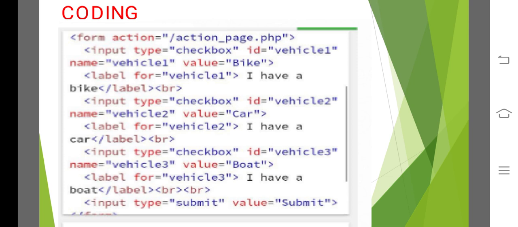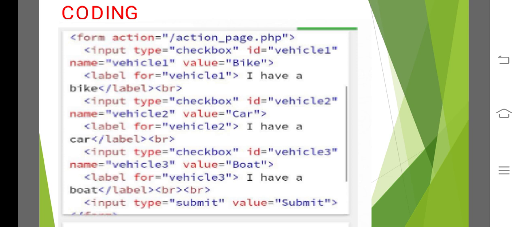Here you see name equal to vehicle1, name equal to vehicle2 in the second checkbox, and in the third checkbox also name equal to vehicle3. The name should be different for checkbox. If you write the same name, it acts like a radio button, and single selection is possible. But we require multiple selection for checkbox. That's why different names are written for different checkboxes.